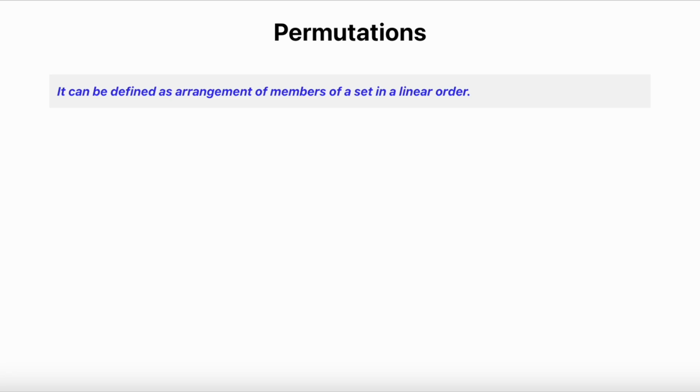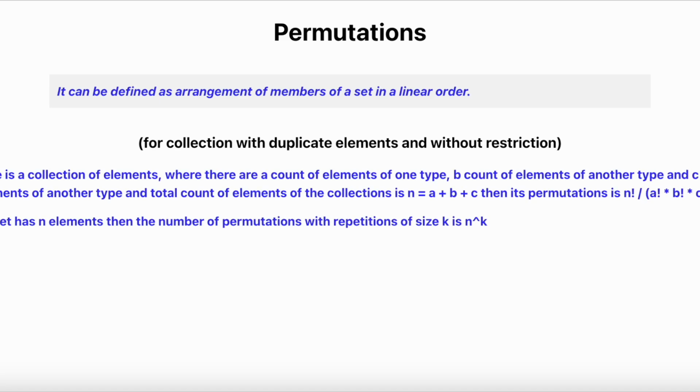There are two types of permutations for a multiset of elements, or collection of elements where replacements are allowed. One type is without restriction. There are some problems which involve finding permutation of a collection of elements which are not distinct. Formulas for finding the count: if there is a collection of elements where there are A count of elements of one type, B count of elements of another type, and C count of elements of another type, and total count of elements of the collection n is equal to A plus B plus C, then its permutation is n factorial by A factorial into B factorial into C factorial.